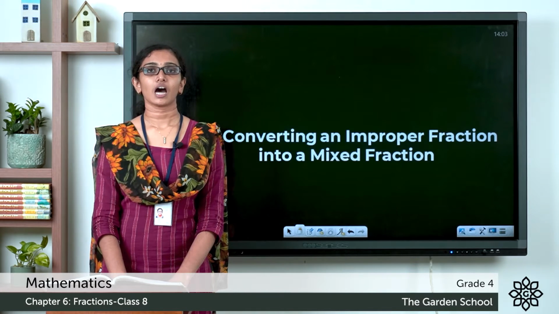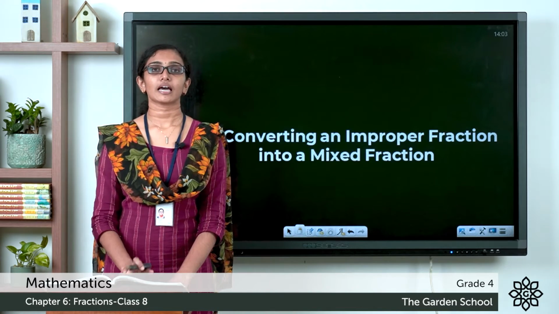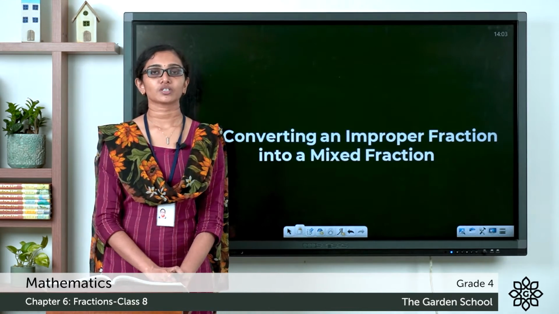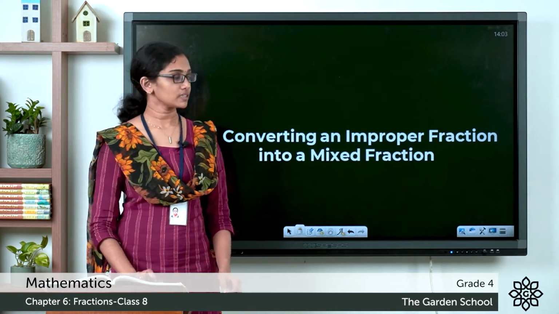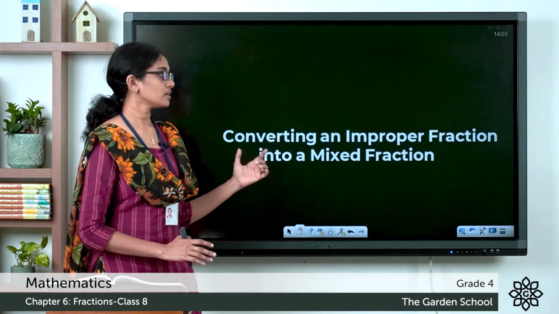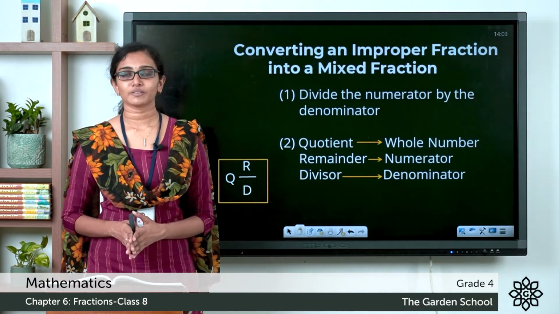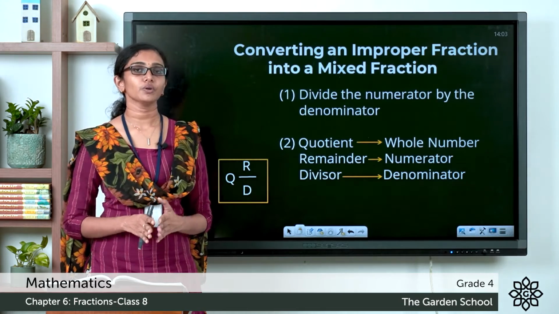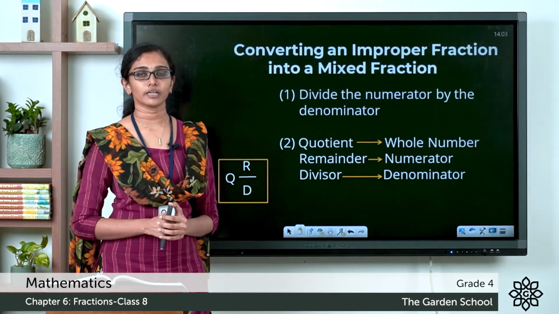Today, let's learn how we can convert an improper fraction to a mixed fraction and then how a mixed fraction can be converted to an improper fraction. So, let's first see the conversion from improper fraction to mixed fraction. There are a few steps involved. The first step is to divide the given numerator by the denominator.